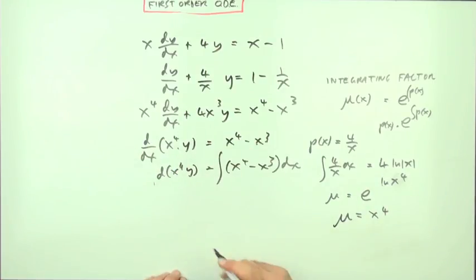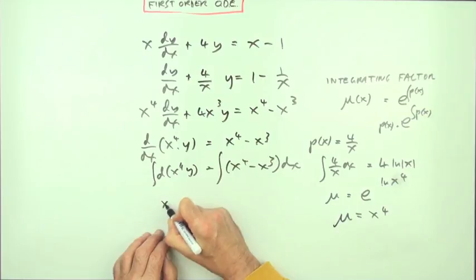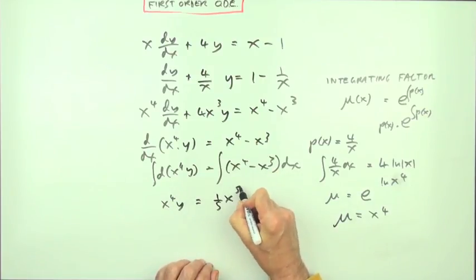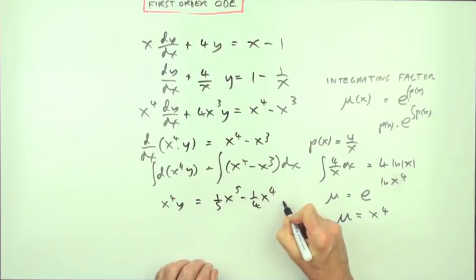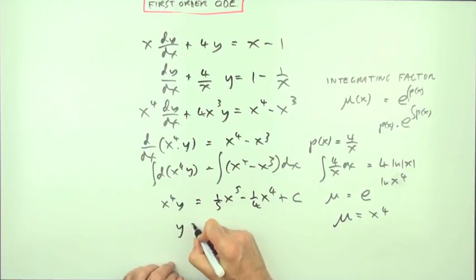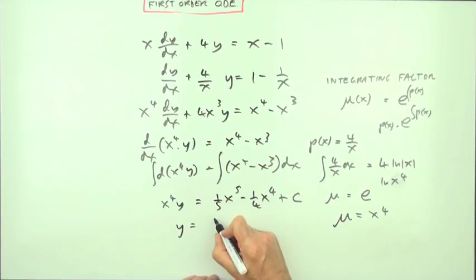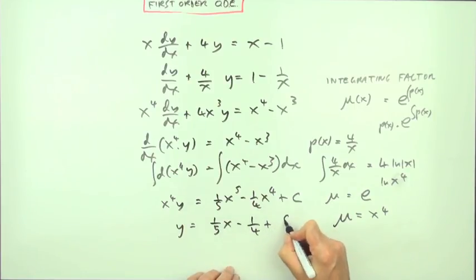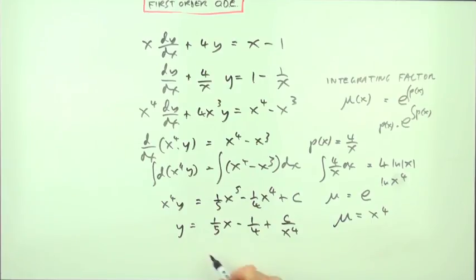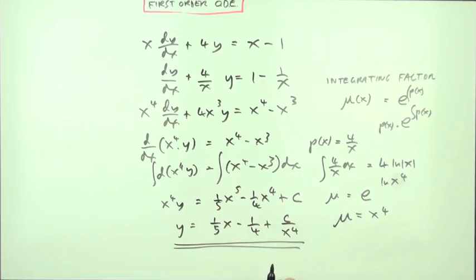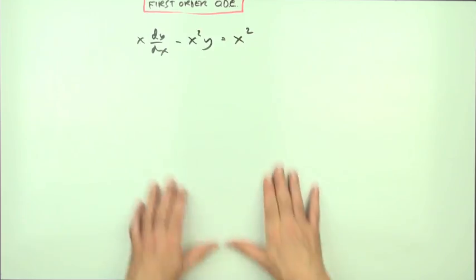and just jump straight in with x to the 4, but since I'm doing it just now, so x to the 4 y will be, and that's just up to 5, that goes up to 4, and don't forget the balancing constant at the end, and finally to get y, divide everything by x to the 4. So it'll be 1/5 of x minus 1/4 plus c over x to the 4 for the general solution, because I've still got a constant. If you want a particular solution, you'll give me some initial values.